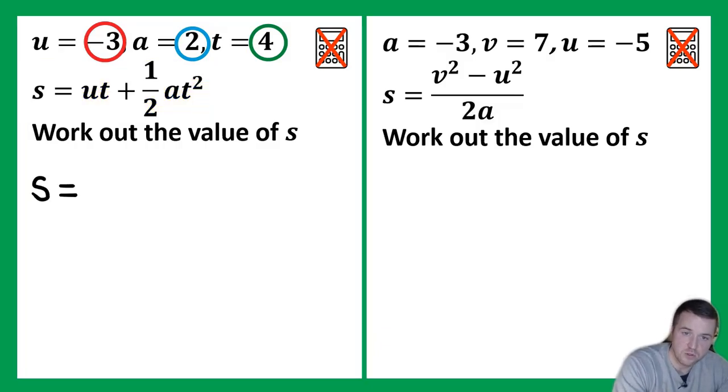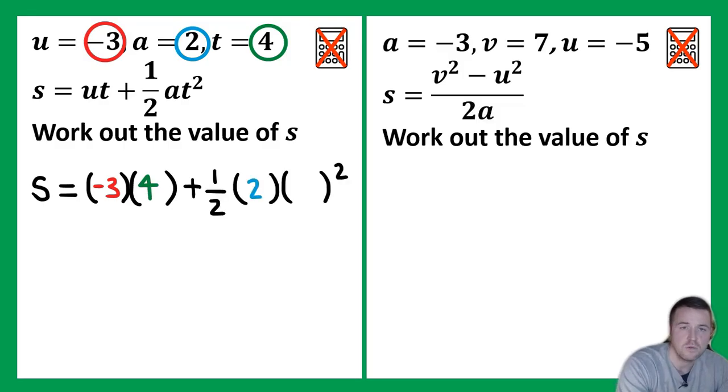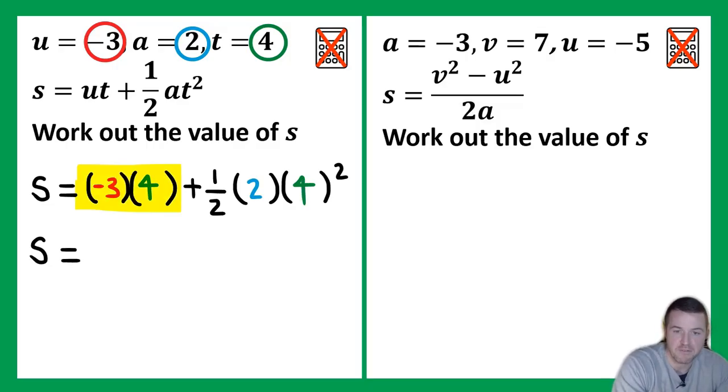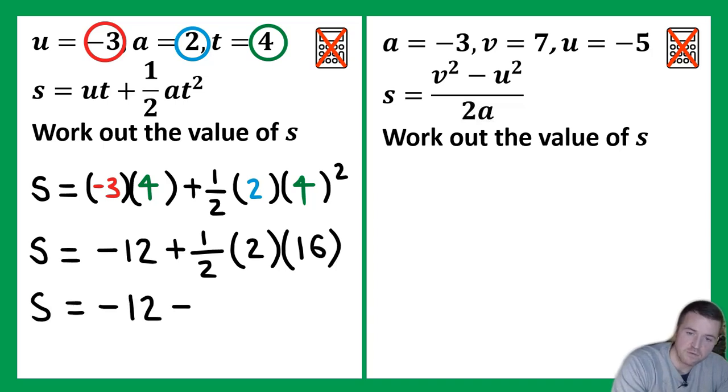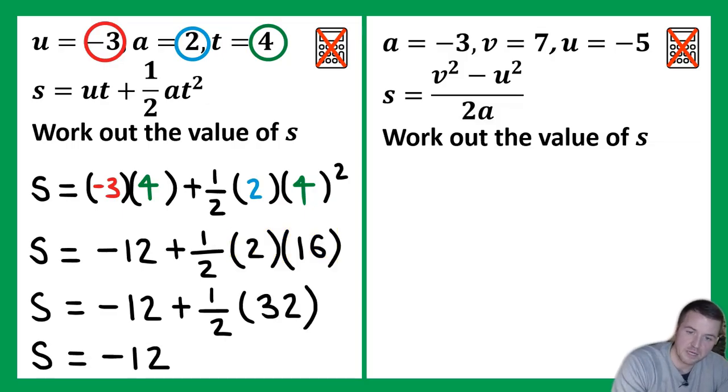Therefore, s is equal to -3 multiplied by 4 plus a half of 2 multiplied by 4 squared. S is equal to negative 3 multiplied by 4, which is negative 12. And then I'm adding a half of 2 multiplied by 4 squared, which is 16. S is equal to negative 12 plus a half of 2 lots of 16, which is 32. And S will be equal to negative 12 plus a half of 32, which is 16, which will simplify to give me negative 12 plus 16 and a final answer of 4.